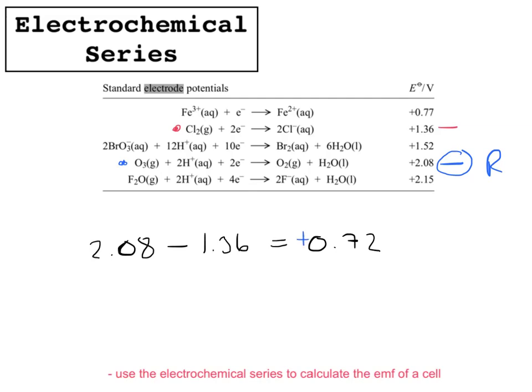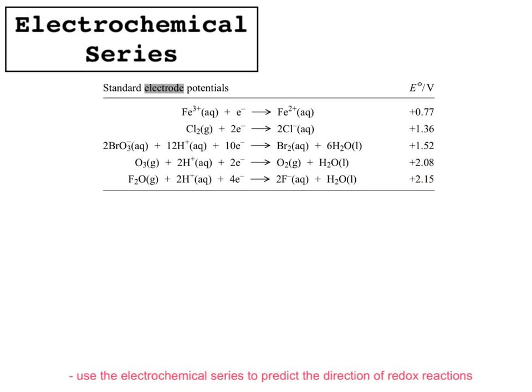If it was the other way around, with the chlorine electrode on the right-hand side, then because the chlorine electrode is more negative than the ozone electrode, the EMF would be negative. So it's all based on the cell representation and what the right-hand electrode is. We can also use these electropotentials to work out the direction of redox reactions.